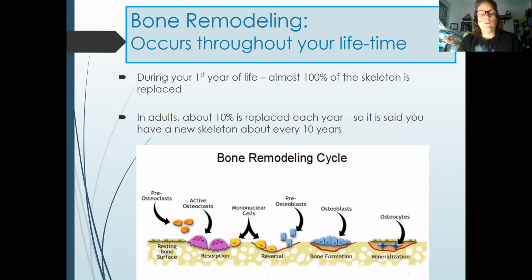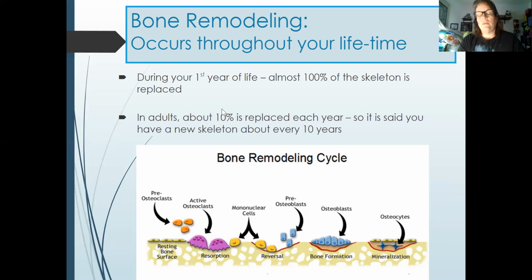All right, so during your first year of life, they said almost 100% of your skeleton is replaced. Remember, when you're a baby, it's not that much bone anyway, it's a lot of cartilage, but that's why almost 100% is replaced, because even the baby's body is regulating blood calcium. It's still going on, even though they're an infant.